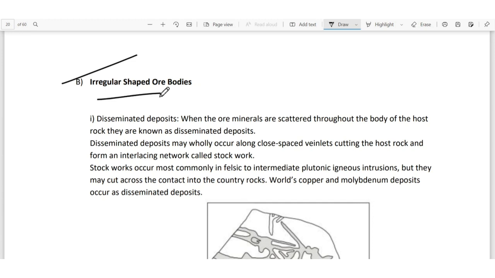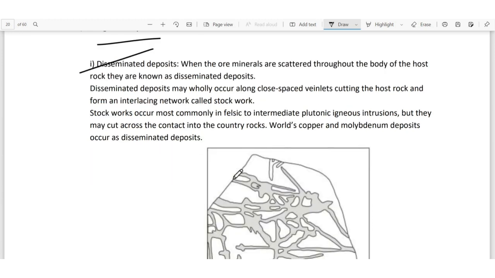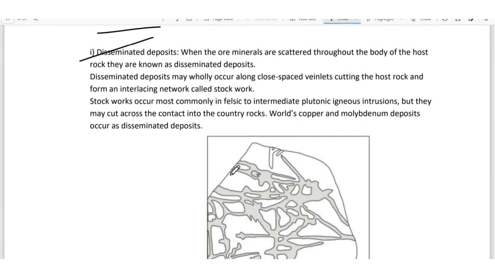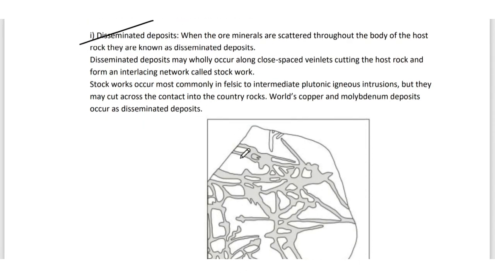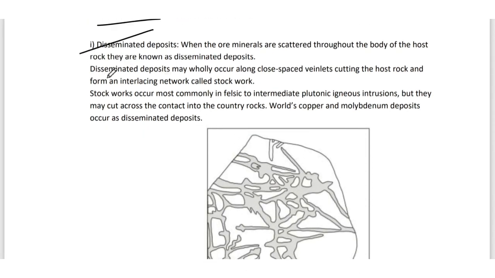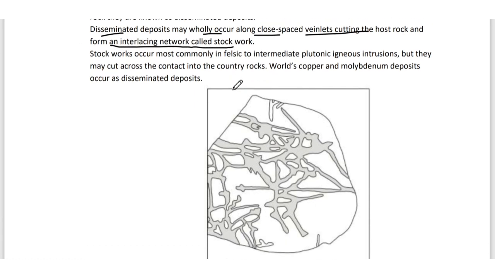Irregular shaped bodies, these are disseminated deposits. It means they are not deposited regularly. They are irregularly deposited in any rock. See, and disseminated deposits may wholly occur along the closed spaces, cutting the host rock and forming an interlacing network. So this is called stockwork.